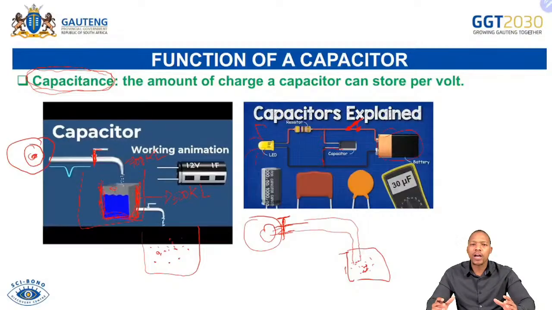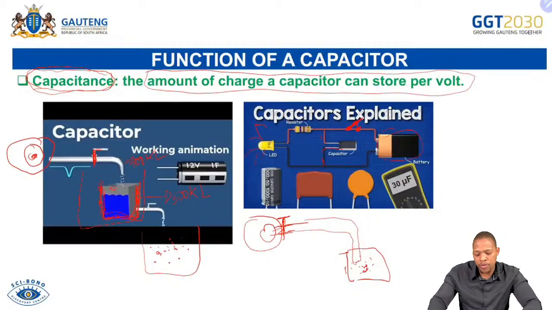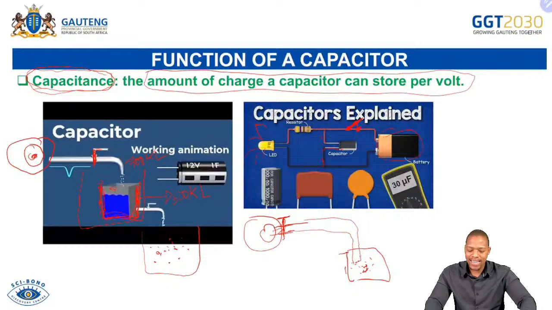The same way with the capacitors. They will store different amounts of charge depending on their capacitance, how much charge they can store. It is very, very important that we are able to define capacitance, grade 12, okay? And we are able to differentiate it from a capacitor. A capacitor is a device for storing electrical charge, but capacitance is the amount of charge a capacitor can store per volt.